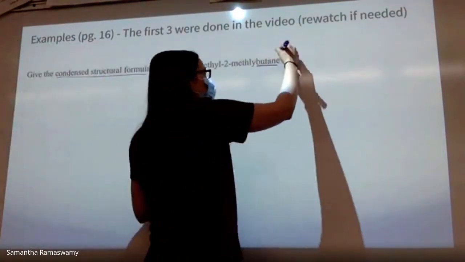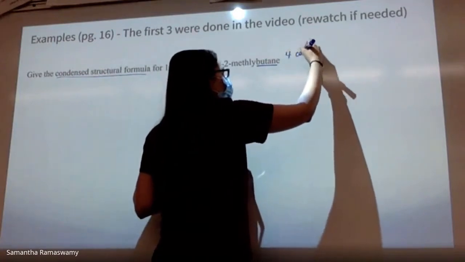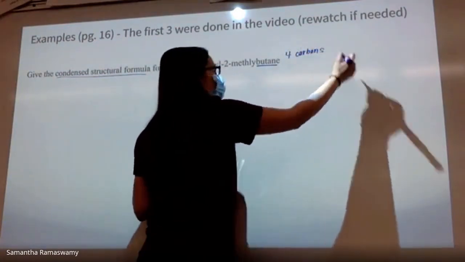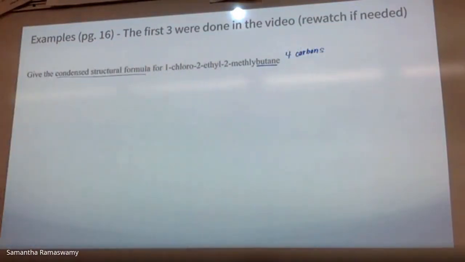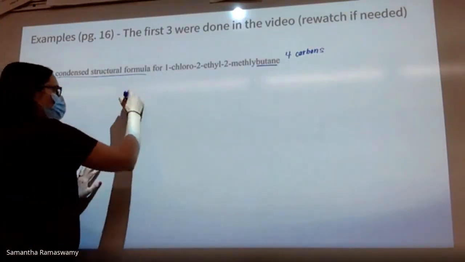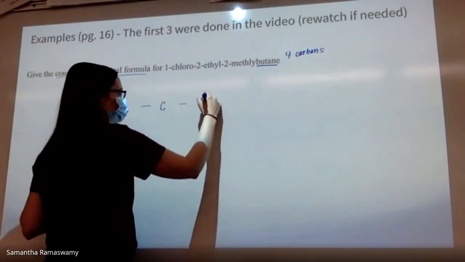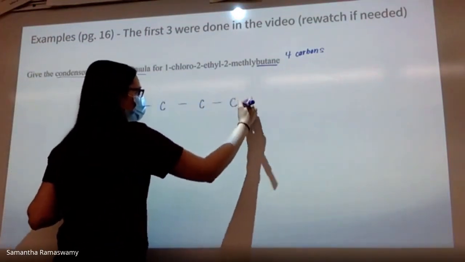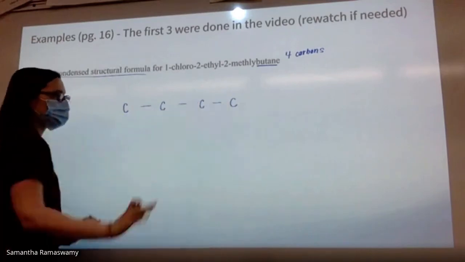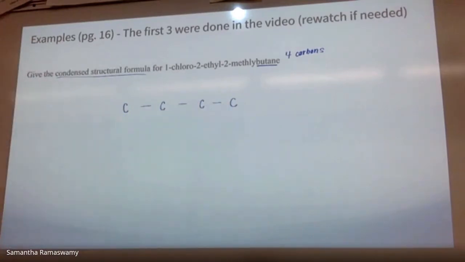So butane, but is 4. So our parent chain, the longest chain, is 4 carbons. So I'm going to start by just drawing 4 carbons, single bonded. Now I'm going to leave some space in case I need to add hydrogens. Just going to leave a little bit of space. There's my longest chain, 4 carbons.